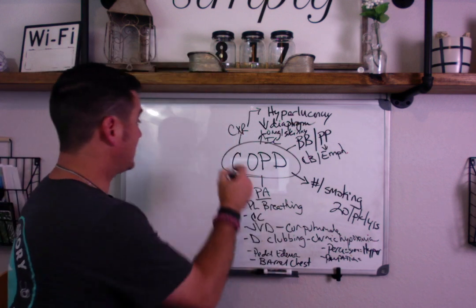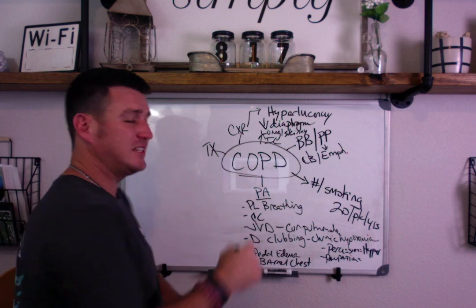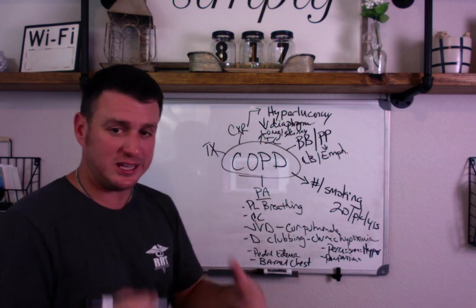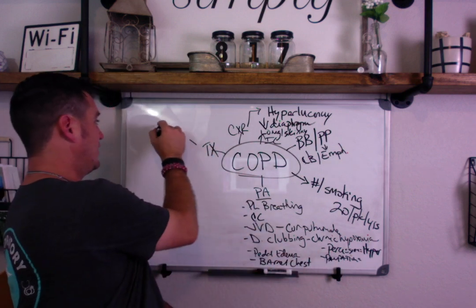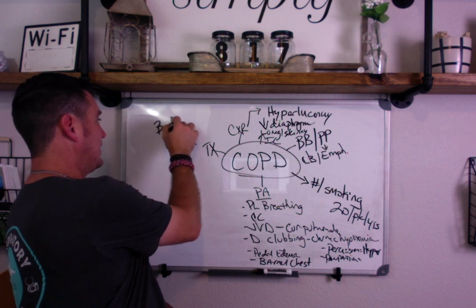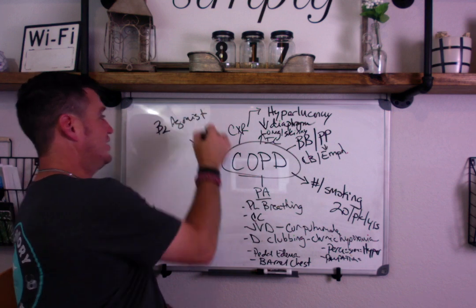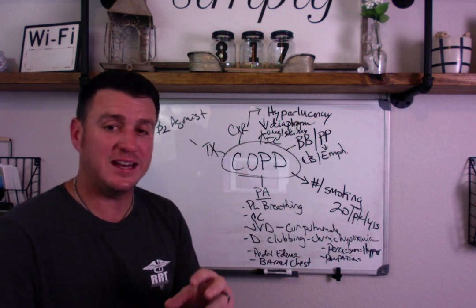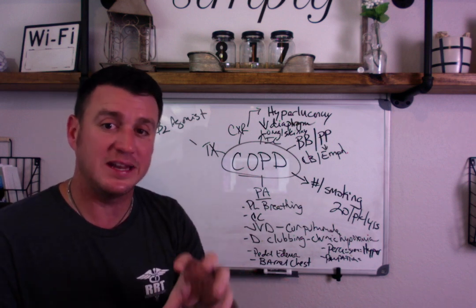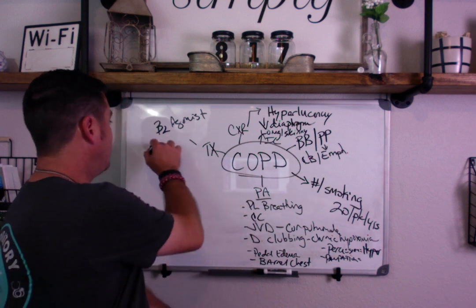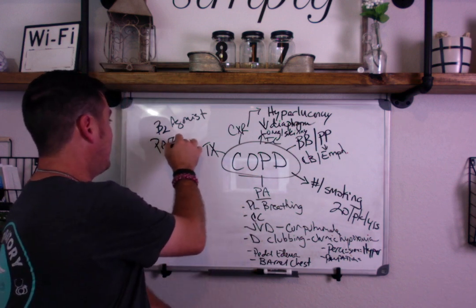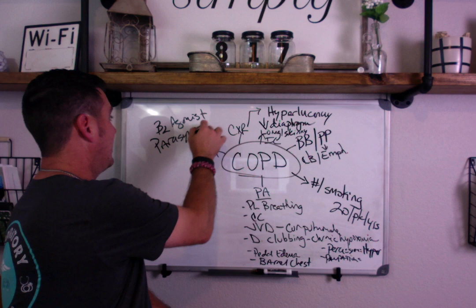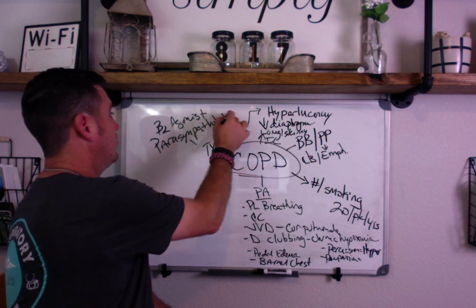Now, when we talk about treatment, you just need to go back to your anatomical alterations. If you have bronchospasm, you treat it with a beta-2 agonist, such as albuterol. Okay? If they need more of a maintenance medication, depending on the severity of the disease, then you may add a parasympatholytic. That's a big old word.